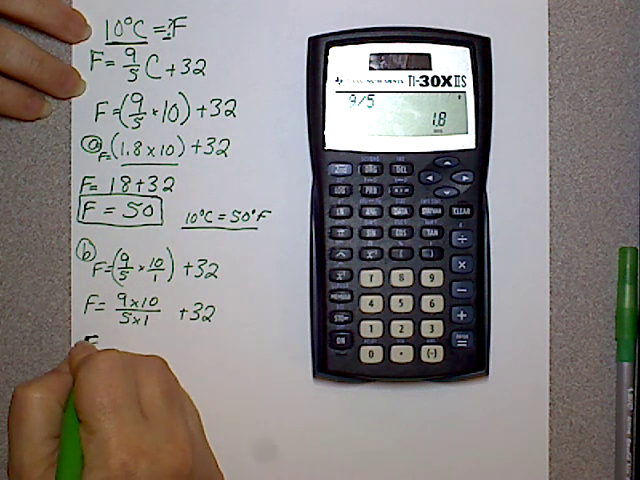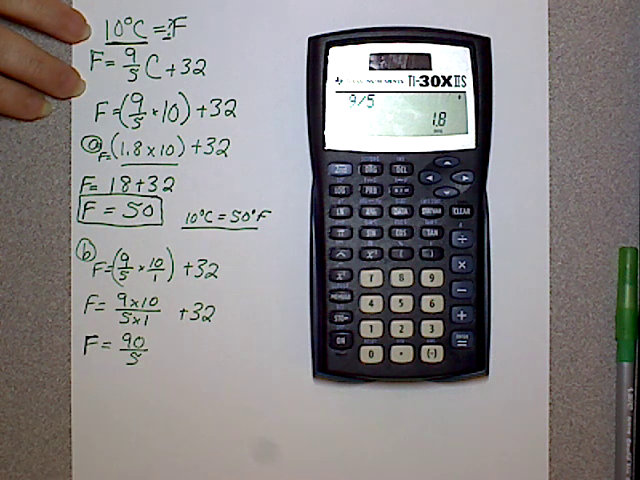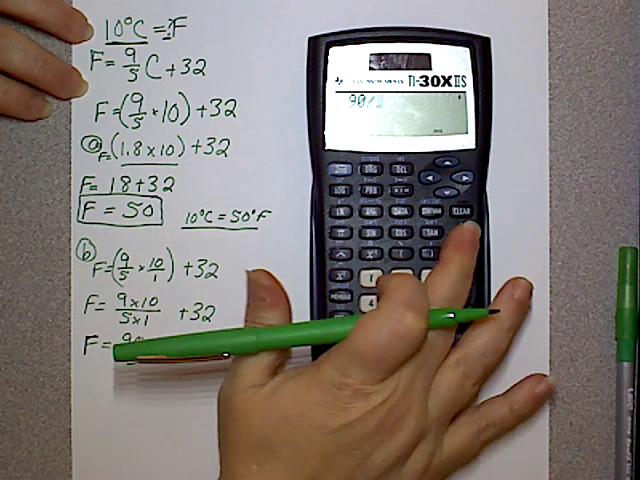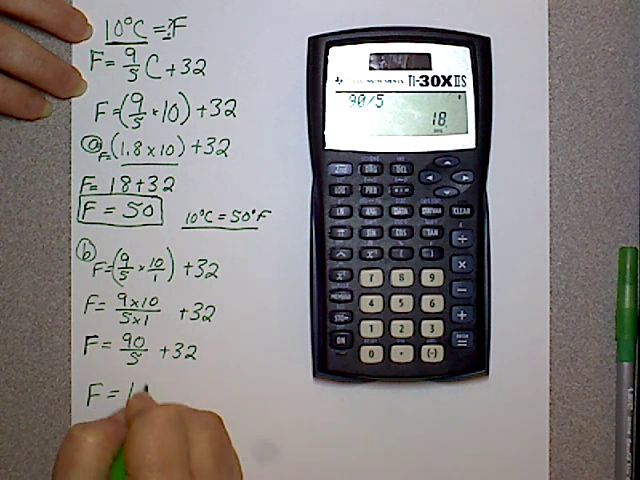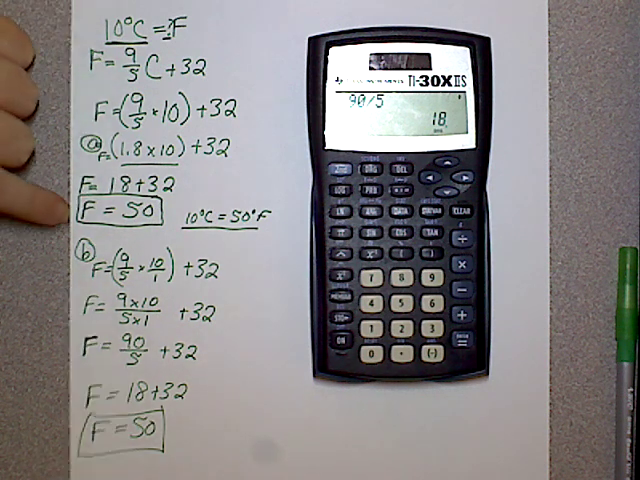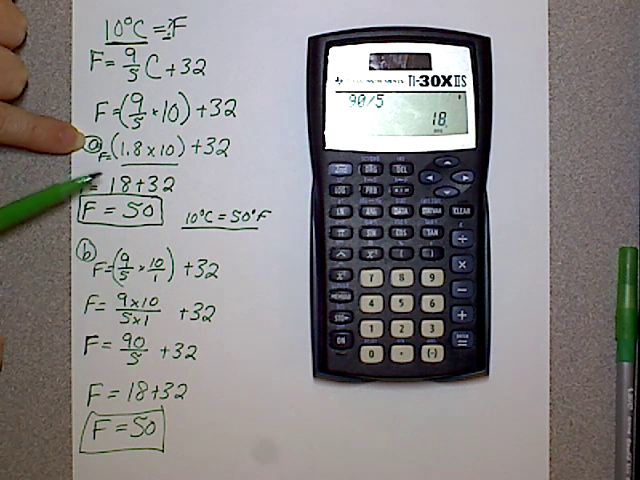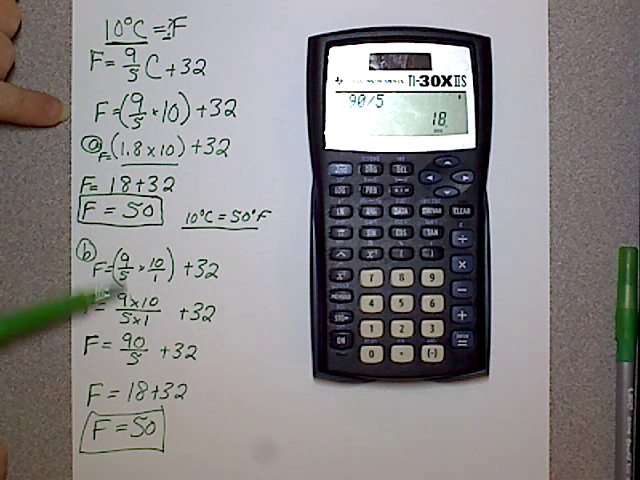F equals 9 times 10 is 90, 5 times 1 is 5. So 90/5 plus 32. 90 divided by 5 is going to be 18. F equals 18 plus 32. F equals 50. So we are in the same place we were up here. So it does not matter which way your brain works, if you want to put this all into fractions or if you just want to do the division and get the decimal. Either way will get you there.